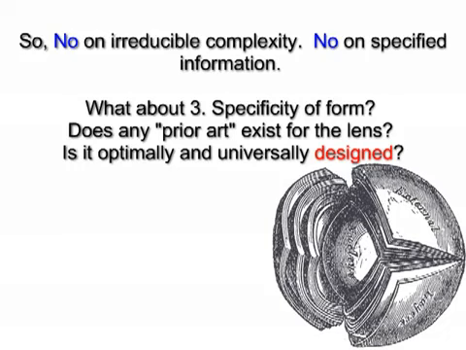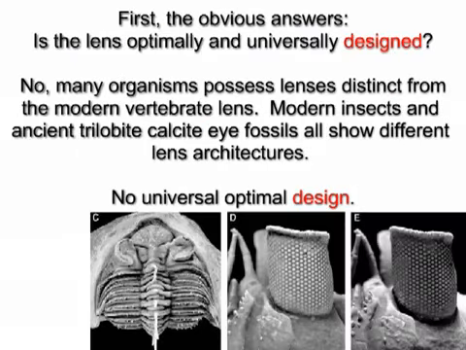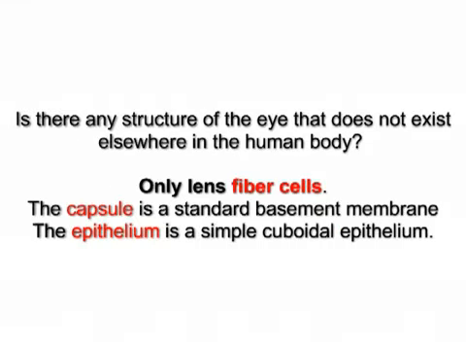What about 3, specificity of forms? Is there any sort of prior art that exists for the lens? Is it optimally and universally designed? Well, first the obvious answers. Is the lens optimally and universally designed? Well, no. Many organisms possess lenses distinct from the modern vertebrate lens. Modern insects and ancient trilobite calcite eyes show different lens architectures. So that's no to universal optimal design.